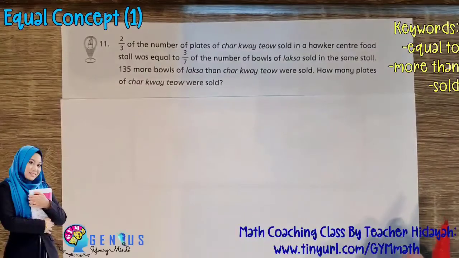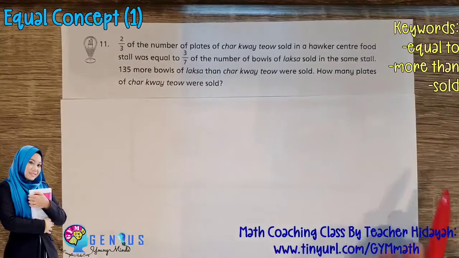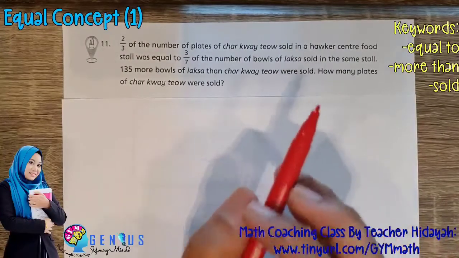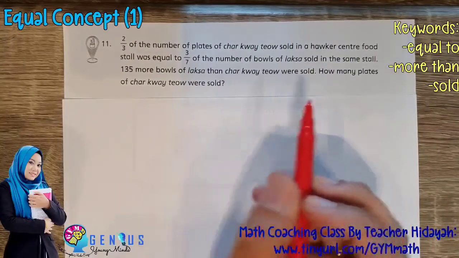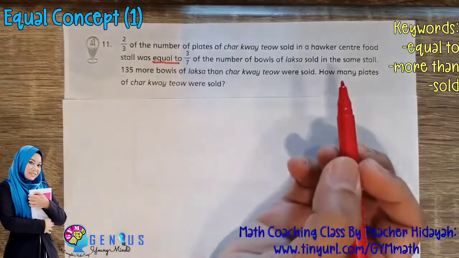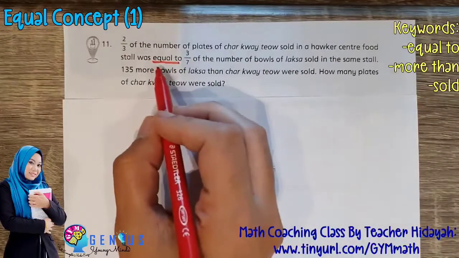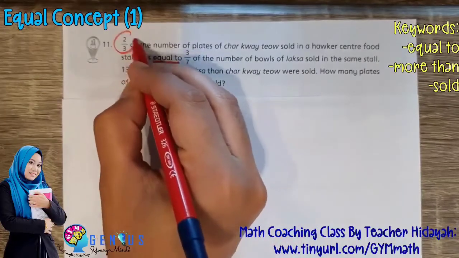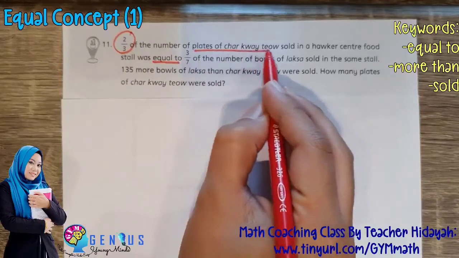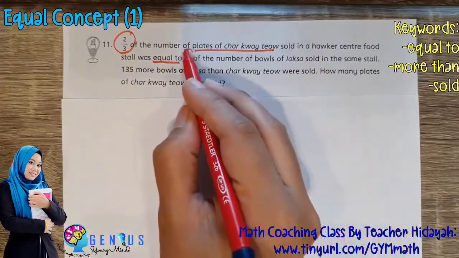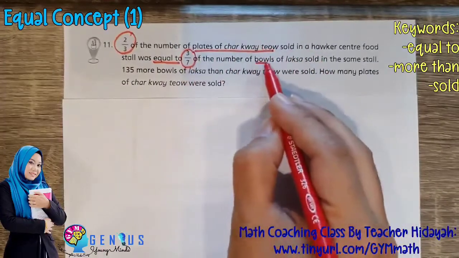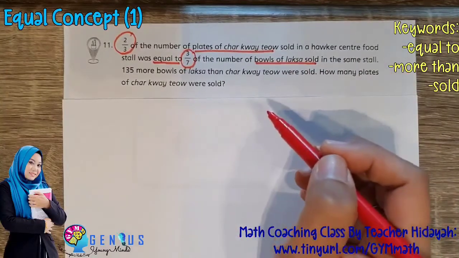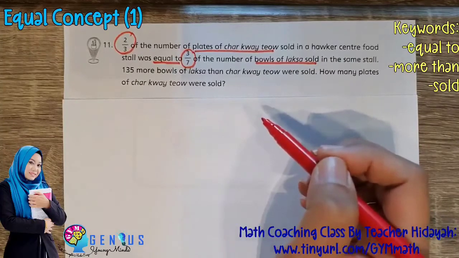Okay, here we have an equal concept question involving fractions. So how do I know this is equal concept? Number one, we have to identify the main keyword, which is "equal to". Can you see? Whenever you have a question that has "equal to", and before this you have a fraction of an item, and then another fraction after the "equal to" of another item, then straight away this is the equal concept. So how do we solve equal concept?